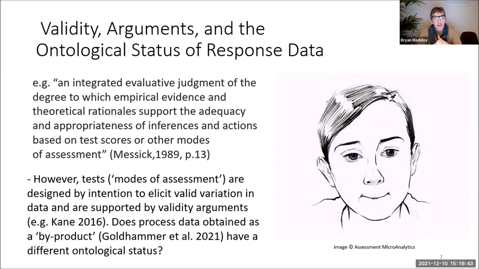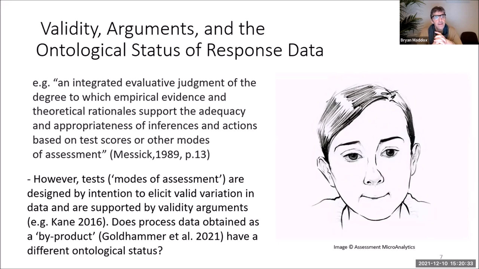However, when we've looked at it, we've come to the conclusion that very often we actually have data which has a different ontological status. So test designers, for example, are designing with intention, designing tests to produce scores which will be valid and that will demonstrate appropriate variation. There's an intentionality there. Whereas when we start to look at wider data, such as facial expressions or gaze or some other physiological measure, there's not a particular reason why those would necessarily be compliant with the expectations that we would have as test designers.